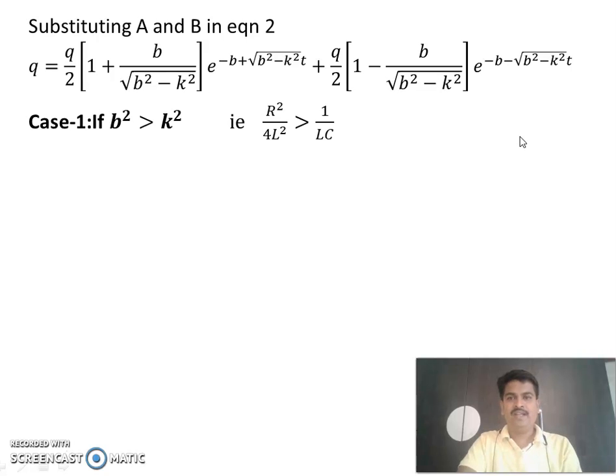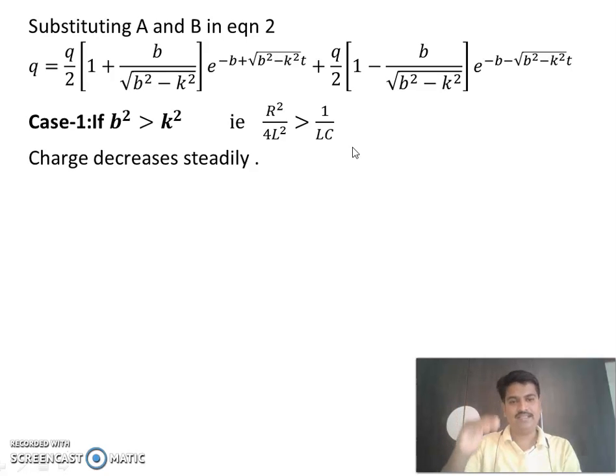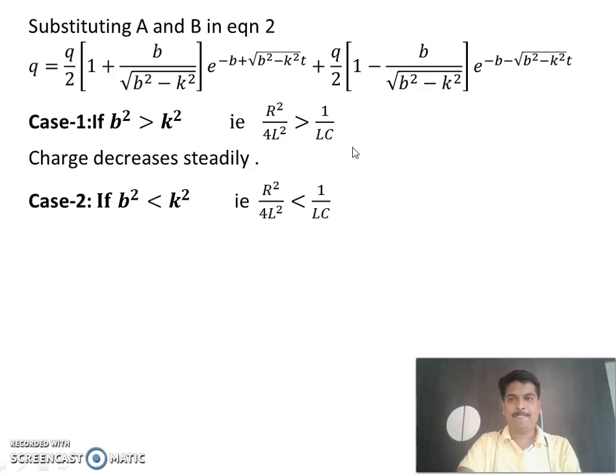Now, I need to discuss the three cases here. The first case is if b square is greater than k square, that is, if R square by 4L square is greater than 1 by LC. If that is the case, then the charge in the circuit will decrease steadily. In case 2, if b square is less than k square, that is, R square by 4L square is less than 1 by LC.